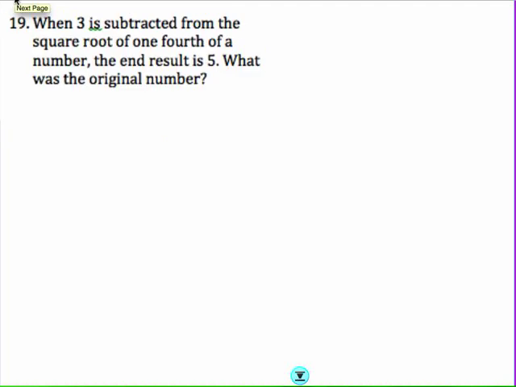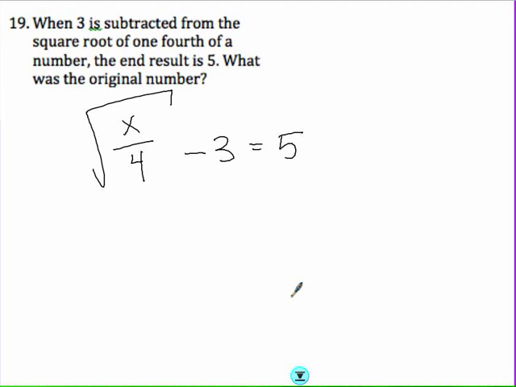When 3 is subtracted from the square root of 1/4 of a number, the end result is 5. What's the original number? We know 3 is going to be subtracted from something, so I'm going to leave this little box here. If it's subtracted from the square root of 1/4 of a number, I'm going to have a square root in there. So the square root of 1/4 of some number x. This is my original setup. It equals 5.